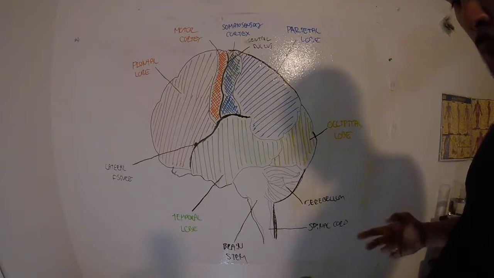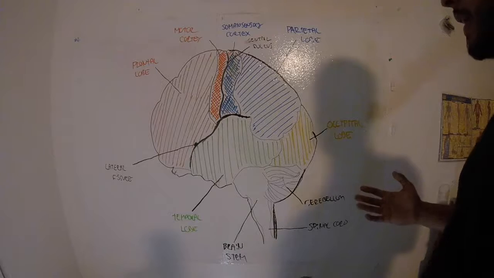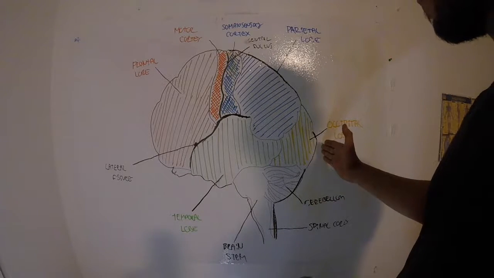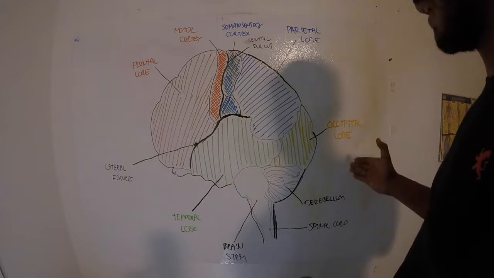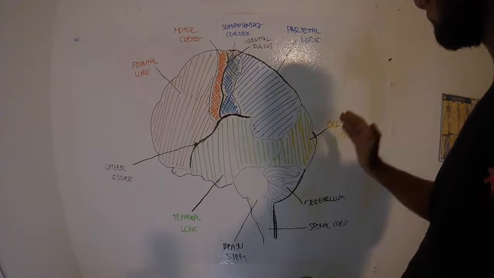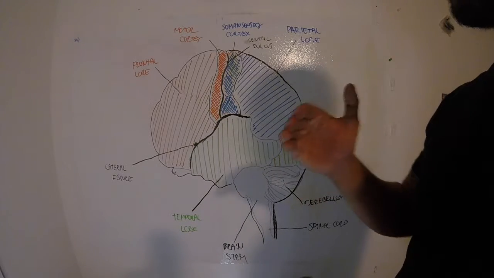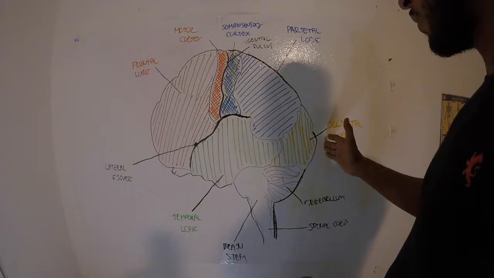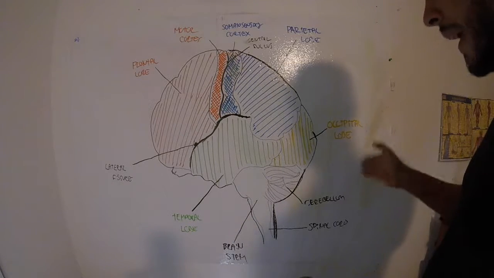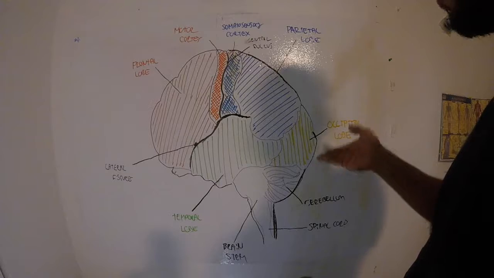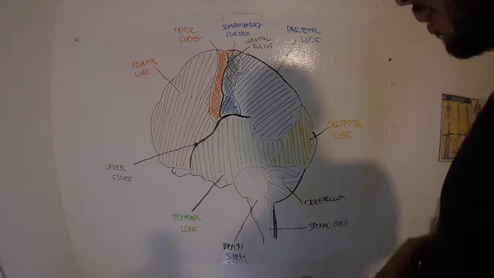And last but not least, we're going to be looking at the occipital lobe here. The occipital lobe mainly deals with sight, and it's located in the most posterior aspect of the brain. It is the structure that's located furthest back of the head, the posterior most aspect of the brain. And the anterior boundaries for it are the parietal lobe and the temporal lobe.